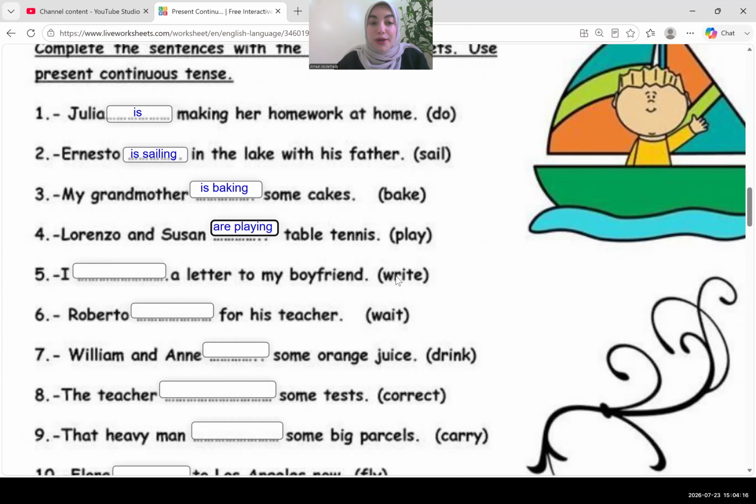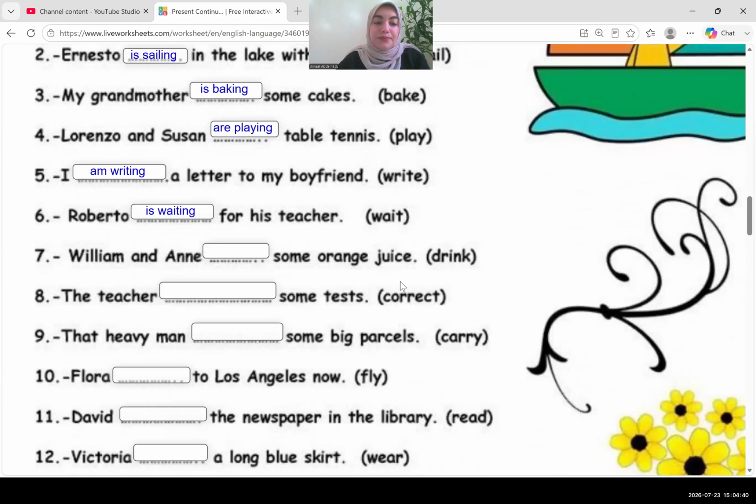A letter to my boyfriend. Look at the verb, right. I takes am. Great job. I am writing. Okay, the next one, Roberto waits for his teacher. Roberto is a singular noun, so Roberto takes is waiting for his teacher.